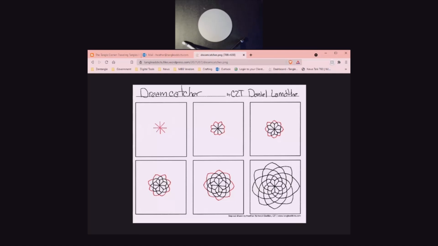Oh, thanks, Jen. So this one starts off with an asterisk, and an asterisk is easy. I started with just putting a cross or a plus sign, and then crossing the cross.